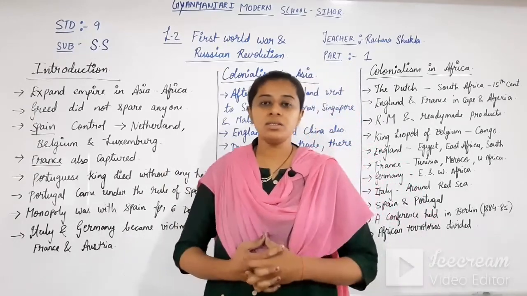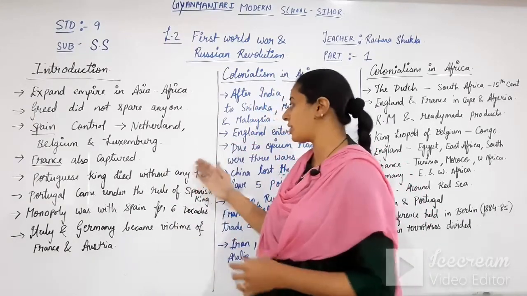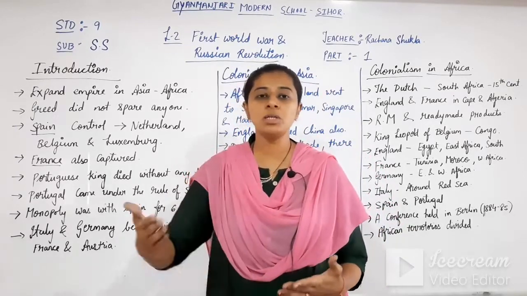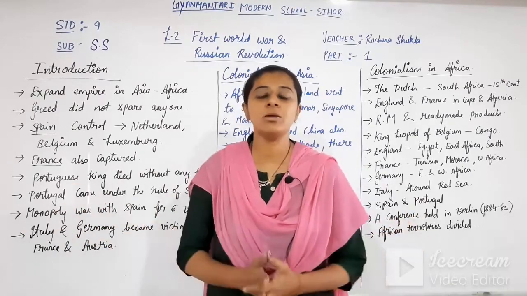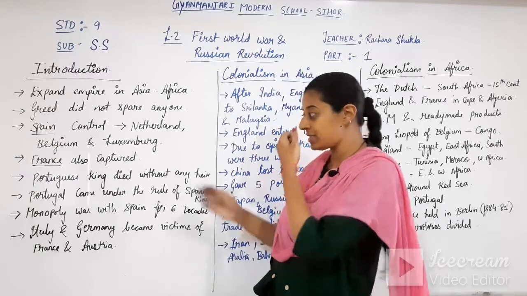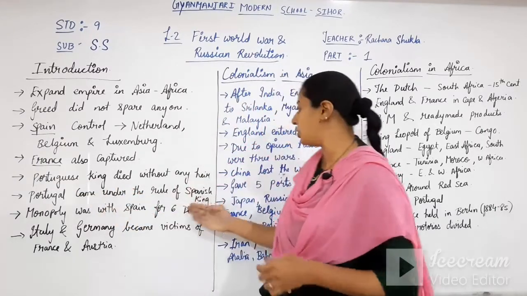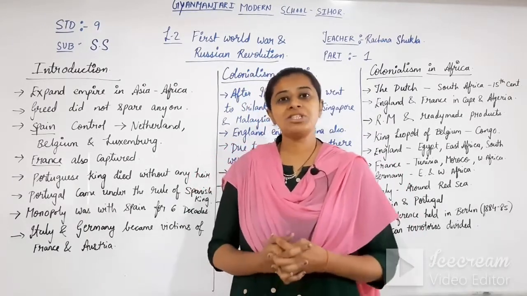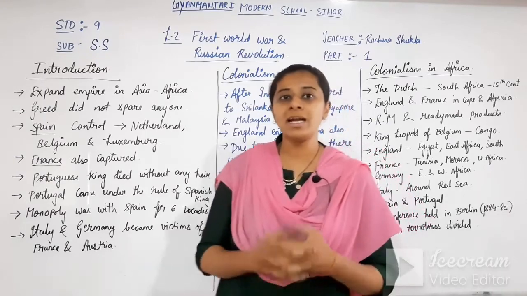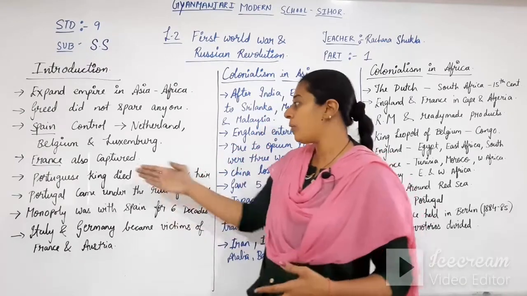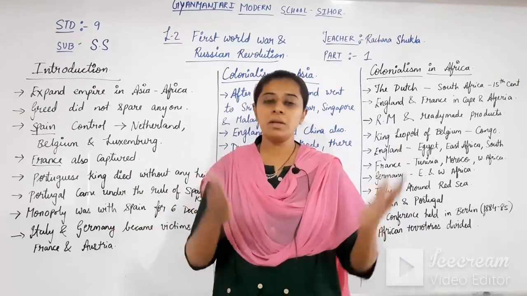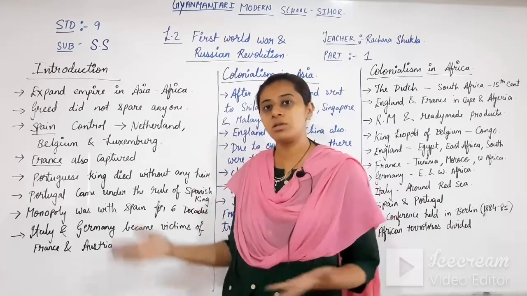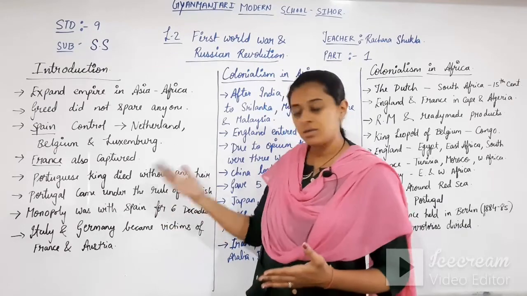Now after some years, the Portuguese king died without any heir. It means the Portuguese king did not have any son or daughter. There was no one to sit on the throne to carry on his kingdom. So what happened? He died. After his death, Portugal came under the rule of the Spanish king. Spanish king means the king of Spain. He said that he had blood relations with the Portuguese king, and due to that blood relation the Spanish king took control over Portugal. So Portugal came under Spain.